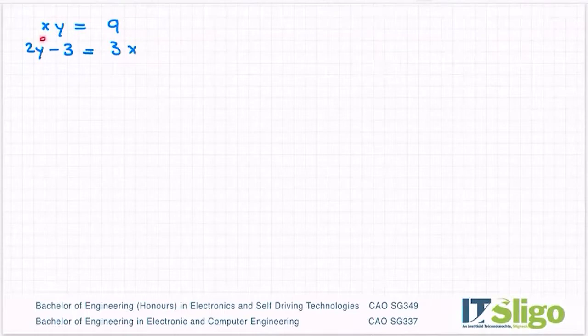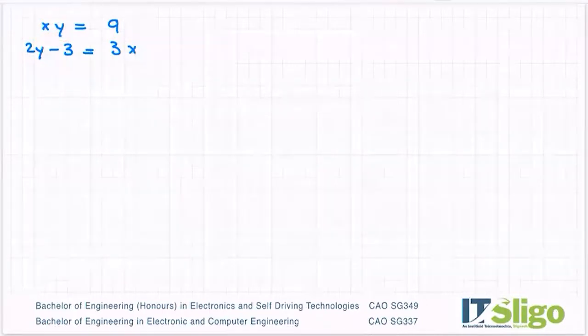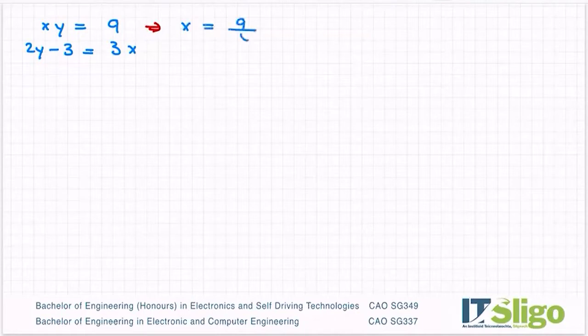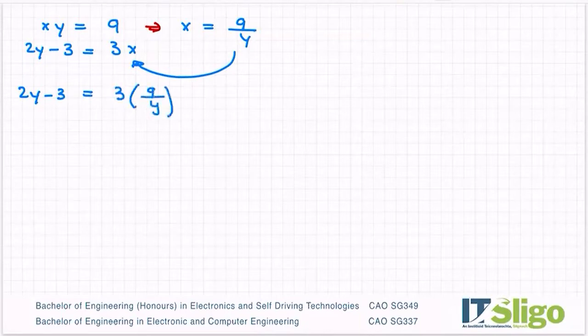Because this is a multiplication, xy, it's probably easier to write that in terms of x or y and then sub it into this one. So let me do that. It doesn't matter which way I go. x is equal to 9 over y, for example, and then sub that in here for the x, so that I get 2y minus 3 equal to 3 times, instead of x, I'm going to put in that 9 over y.